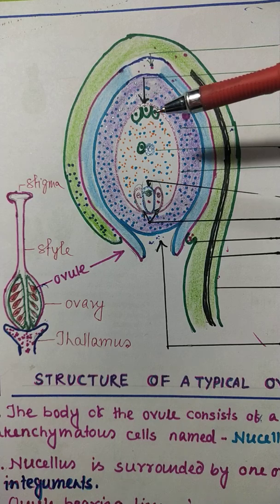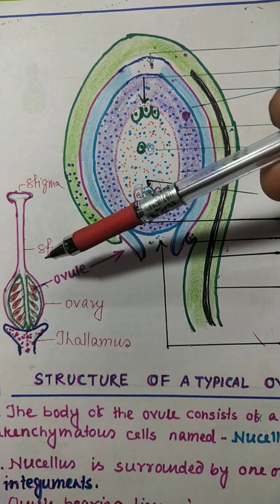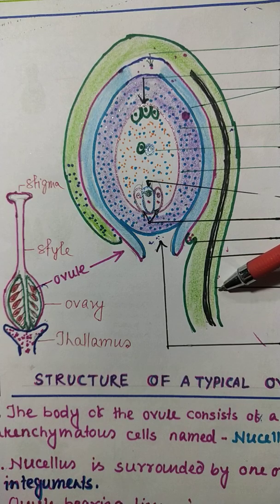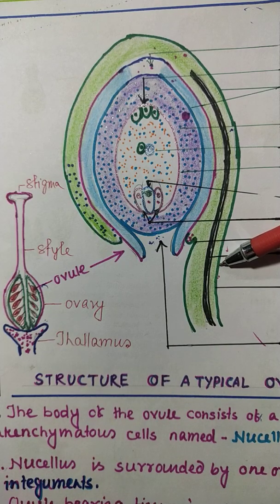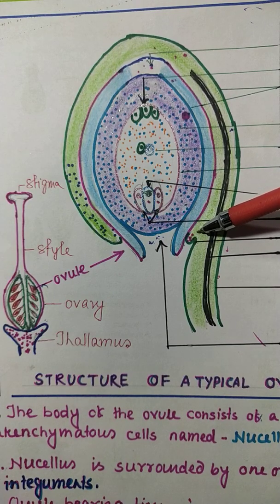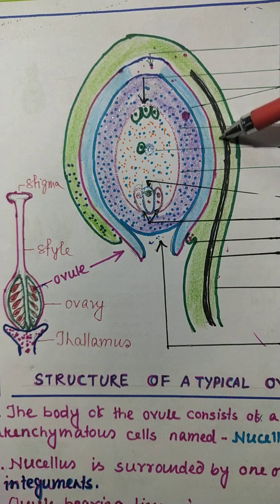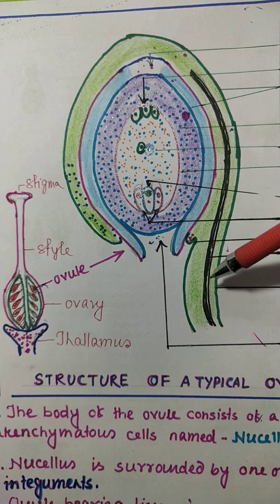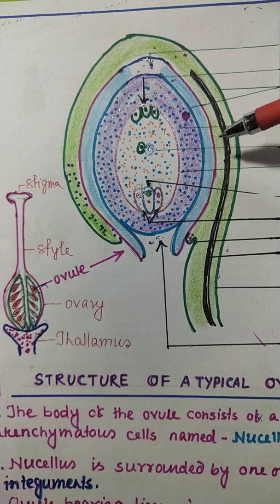The ovule is attached to the placenta by a stalk. You see here, this small stalk is called the funicle. The body of the ovule is fused with the funicle, and this short appendage is called the hilum. A longitudinal ridge, this black colored ridge, is present in the outer integument. It supplies nutrition to the ovule and behaves just like conducting tissue. This is called the raphe.